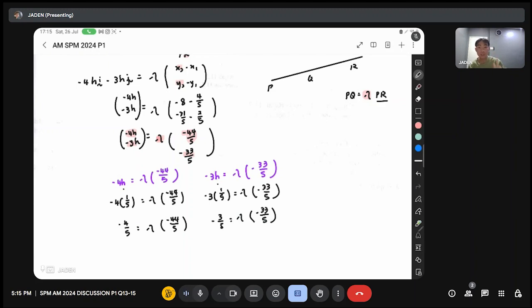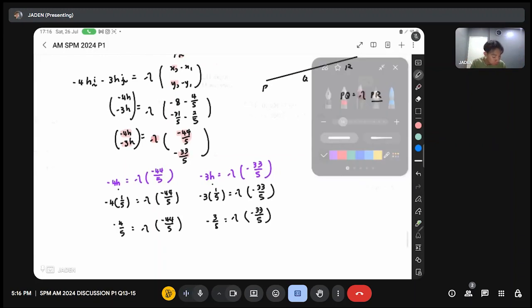And just now I mentioned that you want to make sure that the lambda that you found in both of these equations should tally. Because if it doesn't tally, that means they are not collinear. So if it's the same answer, then you're going to prove that they are collinear, which means P, Q, R are on the same line.